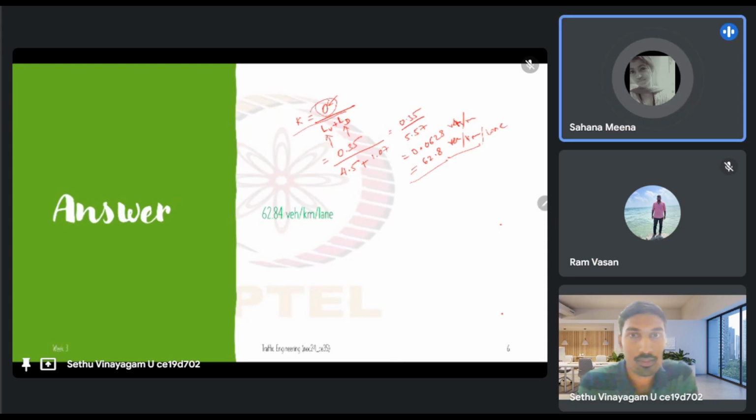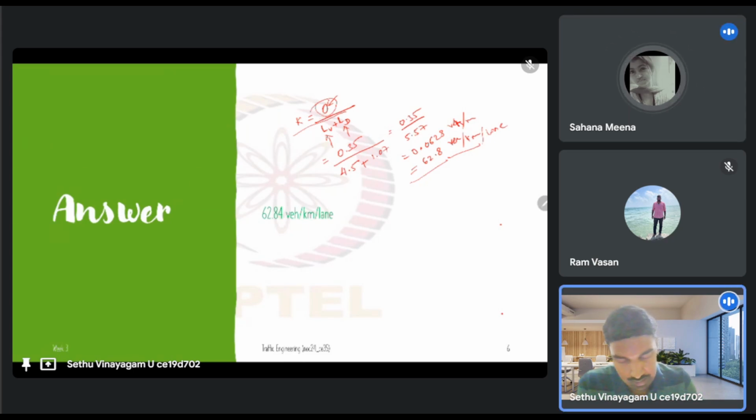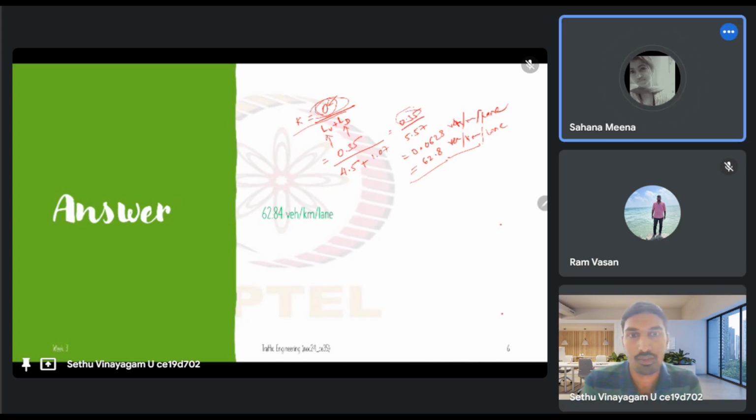How did you convert it to lane, sir? I didn't convert it. What we already get, right? This is also in vehicles per meter per lane only, because this occupancy, this 0.35, is for one particular lane. So it's already in one lane.